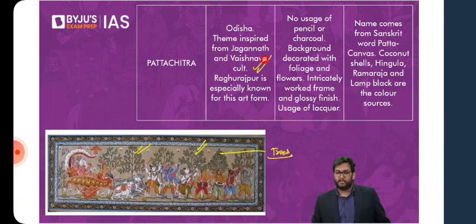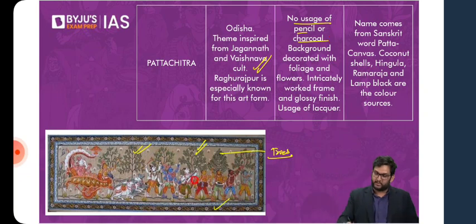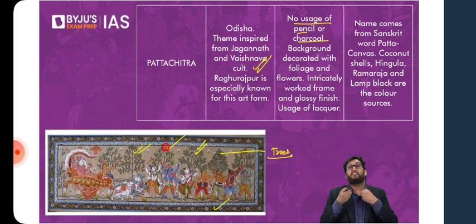And an interesting thing is that they don't use pencil or charcoal. The background is decorated with a beautiful set of foliage. You can see here, a lot of trees they will put in. And that is a very important feature of Patachitra, which comes out of Odisha.